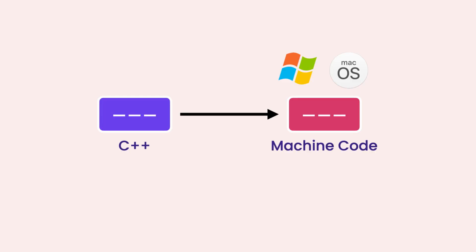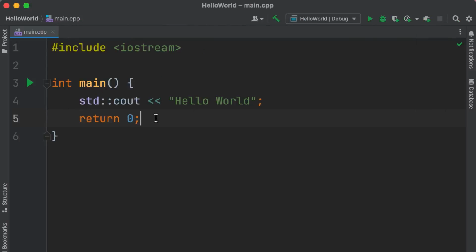If you want to run our application on a Mac computer, we have to take this code on a Mac and recompile it to get an executable for Mac, okay? So back to our code. To run this program, we're going to click on this play icon on the toolbar.